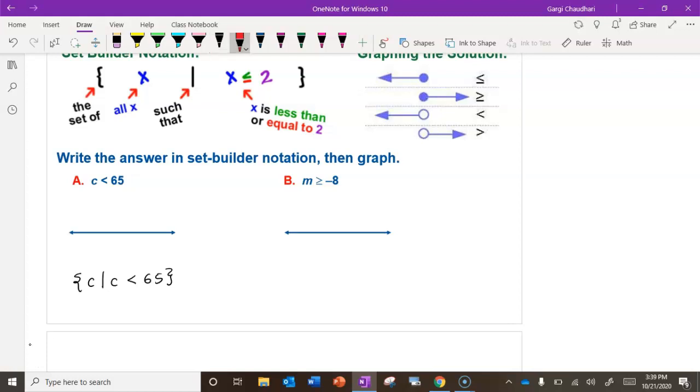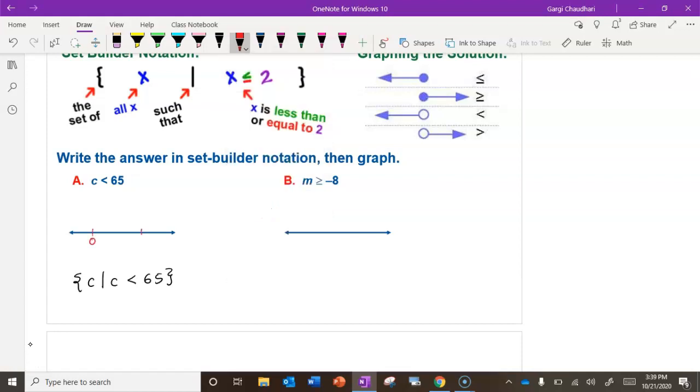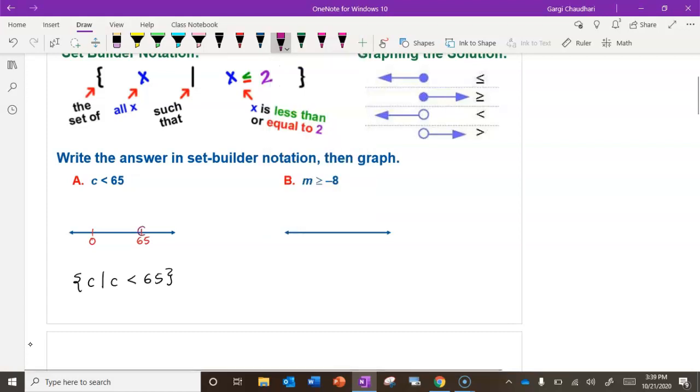And then to graph this inequality, we're going to go ahead and have two numbers on our number line. I'm going to have 0 and 65. Those are the only two numbers I need, really, to position my numbers. And then realize we're going to have an open circle over here because we're not including 65 in our solution. So I'm going to put an open circle. And all of our numbers are going to be less than 65. So I'm going to go ahead and shade in to the left of that number line because that's where all the numbers are going to be less than 65.